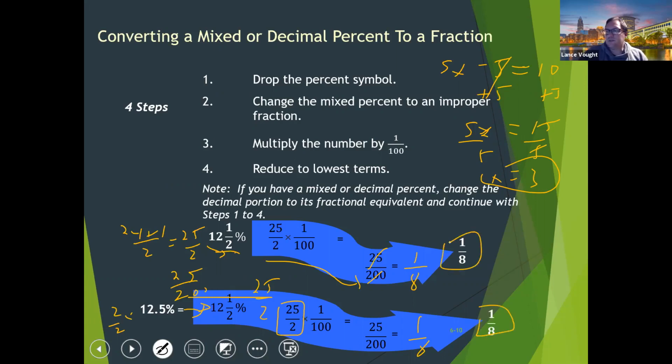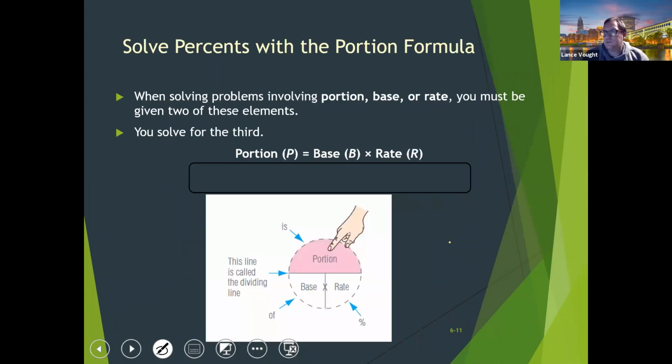Surprise, it's the same answer because it's the same number, just expressed either as a mixed number, a percent, or a decimal percent. So this part here is kind of where word problems can come in. This is how you can solve a word problem, is knowing that there's this relationship where we have the portion, the base, and the rate. And to solve any equation, you need the other unknowns, and you're solving for the one that you don't know.